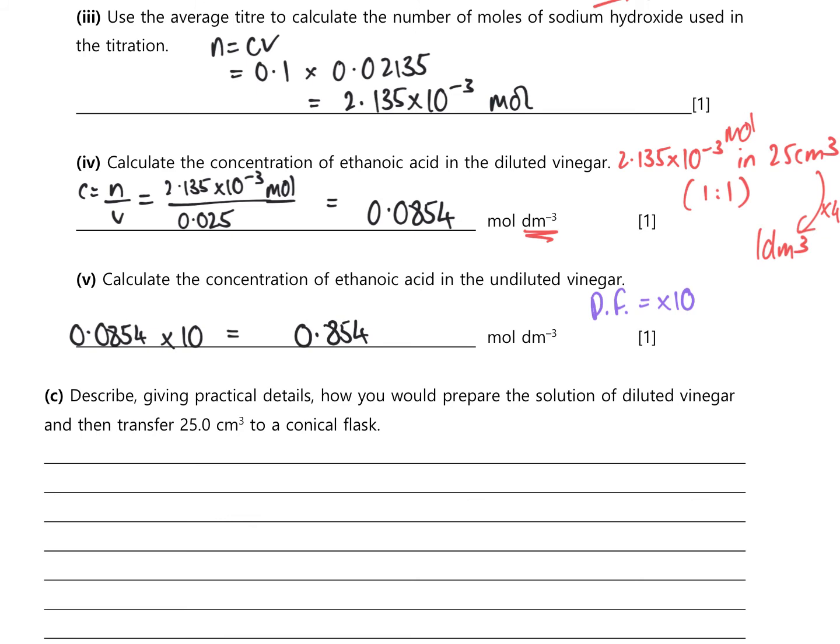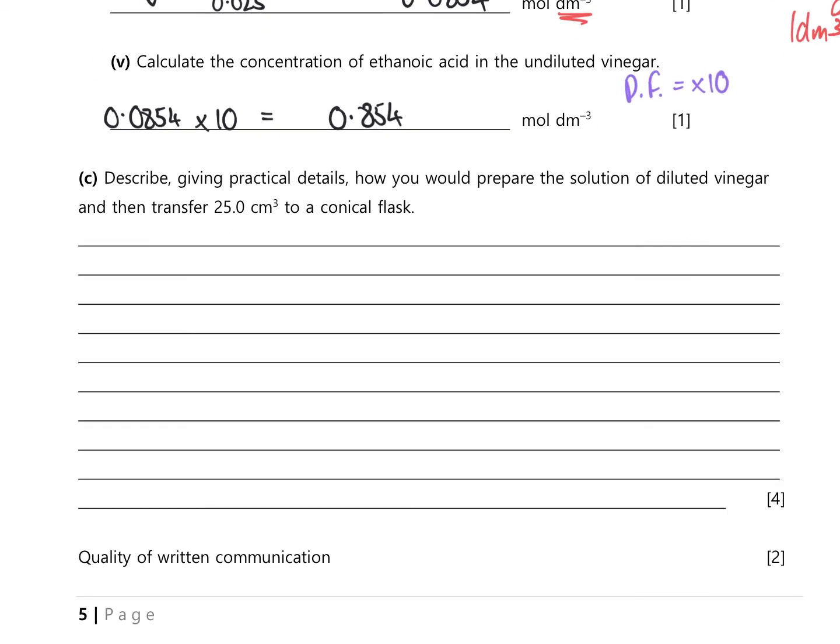Part C then asks you to describe, giving practical details, how you would prepare the solution of diluted vinegar and then transfer to a conical flask. So 2 parts of this. How would you prepare the solution of diluted vinegar? So that's essentially making that up in the volumetric flask. And then secondly, transferring 25 centimetres cubed to a conical flask.